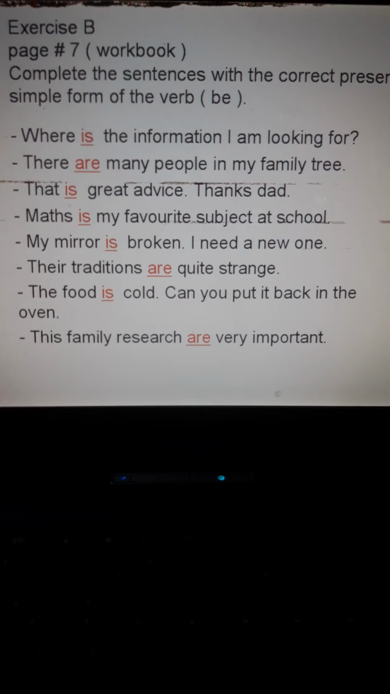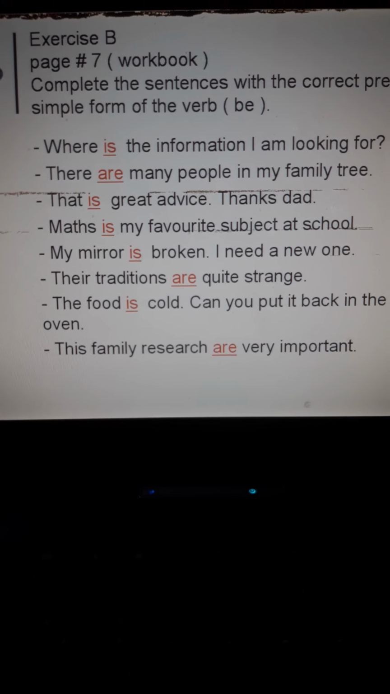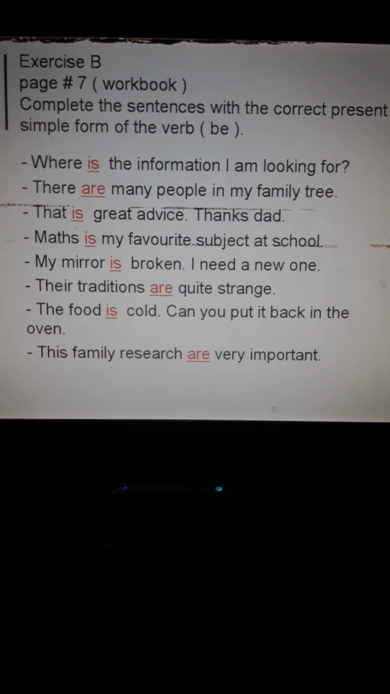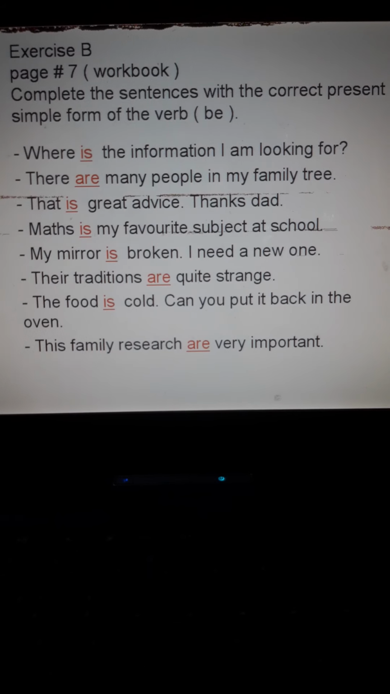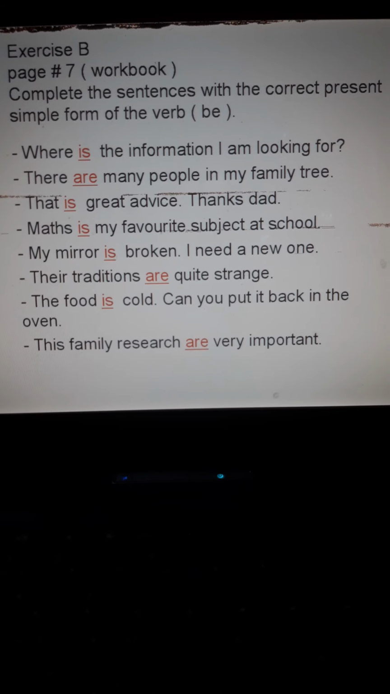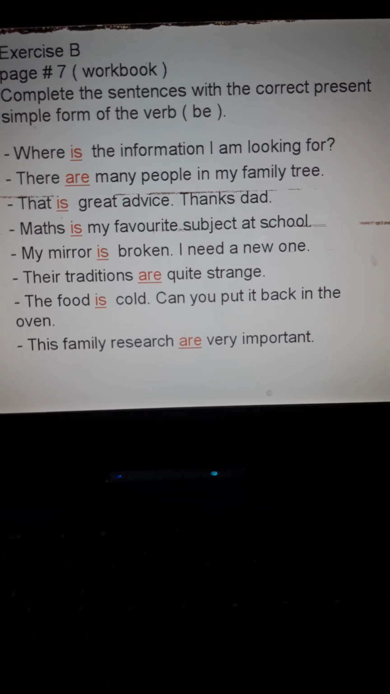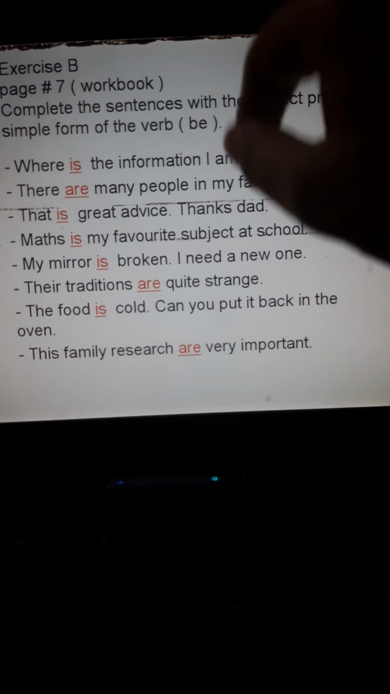Okay? Now, here we have exercise B on page number 7 in your workbook. Complete the sentences with the correct present simple form of the verb be. You remember the verb be? Verb to be means is, am, are, because we need to use the present simple tense.